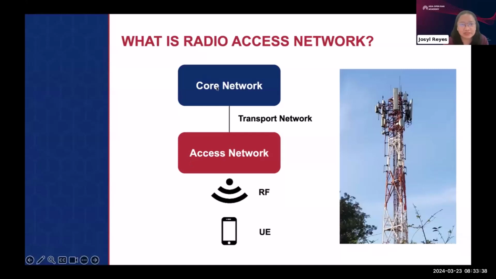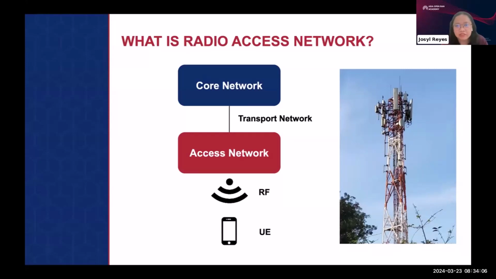And then to connect the core network to the access network or vice versa, we have the transport network. And then the access network, or the radio access network or RAN, is the one providing the radio coverage or the RF to the user equipment, or your mobile phones, your gadgets, any device that has a working cellular network interface card.